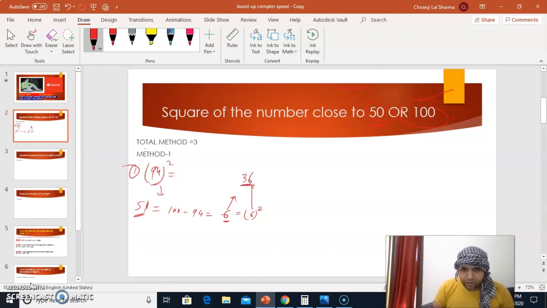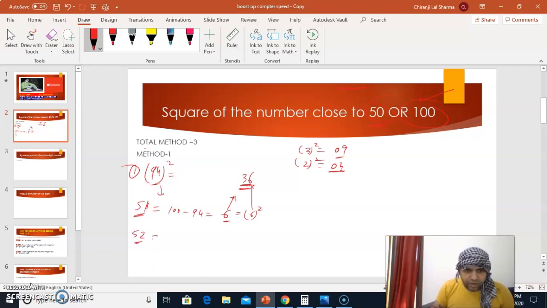You have to write it in two digits, right? Suppose it was 3. What is the square of 3? You have to write 09, not 9. Like suppose it was 2. So the square of 2 is 04 you have to write, not only 4. So you have to write this square in two digits. So this is the first step.